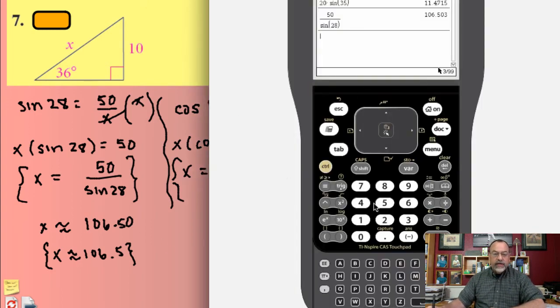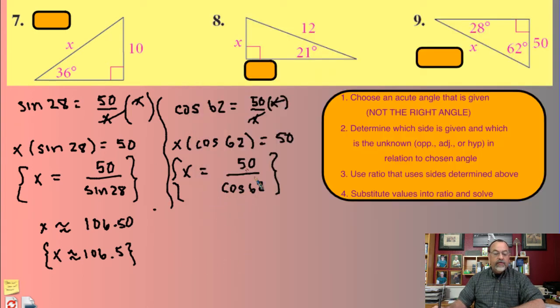And let's do the cosine and see if we don't get the same answer. So the cosine was 50, and then it was divided by, and in this case we want to use the cosine of 62. And if we enter that, you'll notice we get the exact same value, 106.53. So you can see that whether you use the cosine or the sine, you'll arrive at the same answer. And again, that kind of shows what we talked about earlier, that the sine of one angle and the cosine of the other are the same. And so once you know one ratio, you have the other.